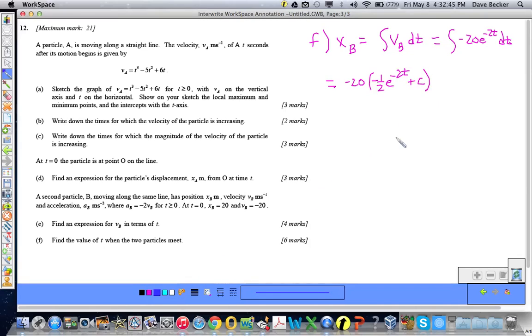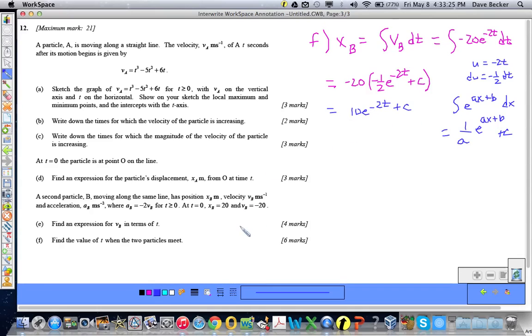Time out. How did I do that? Well, you could have integrated this with u substitution if you let u equal negative 2t and then du equals negative 2 dt, and then you could have compensated. Or you could have recalled that this is a function in the form of e to the ax plus b, and the integral of e to the ax plus b dx is equal to 1 over a e to the ax plus b plus c. And that's what I did right here. So if I simplify this, I get 10e to the negative 2t plus c.